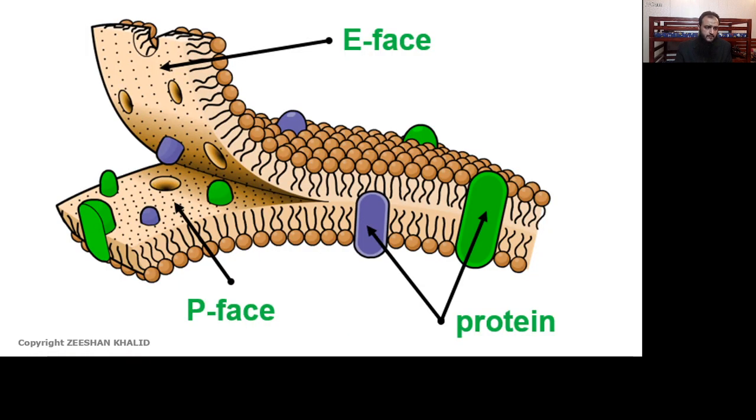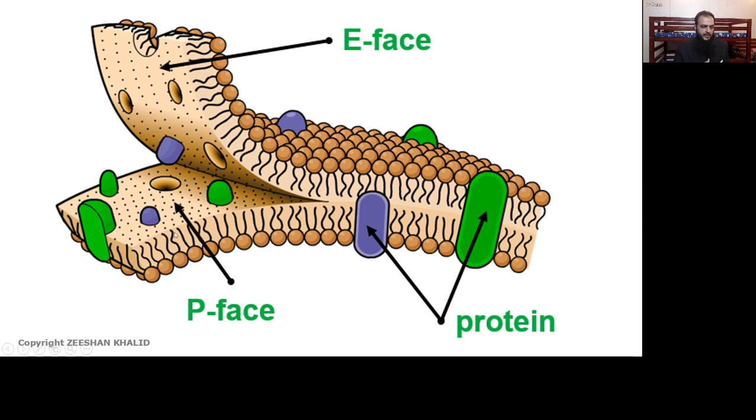Now, this is a very interesting picture. It's a hypothetically created animated picture to show how the bilayer would look if it was separated. This idea, by the way, is assessed in some of the MCQs in past papers, so I really want you to understand and appreciate it. By the way, just ignore the E face and the P face. That's none of your concern.